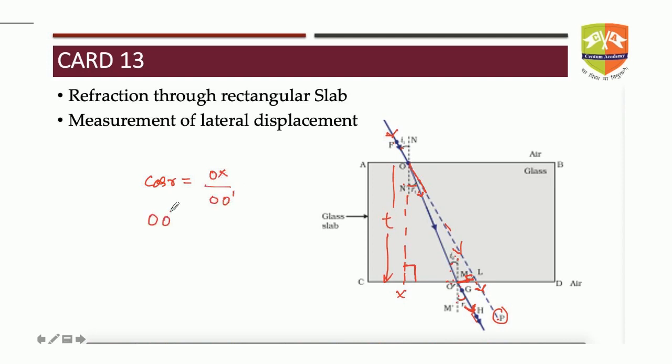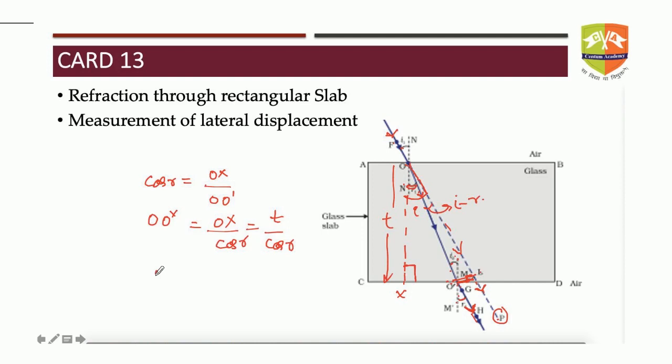Now the motive of deriving this particular formula for you is so that you don't mug up or get confused about the factors on which the lateral displacement depends. The lateral displacement Y depends on T. What is T? Thickness of the slab. It depends on R. Because R will depend on refractive index.